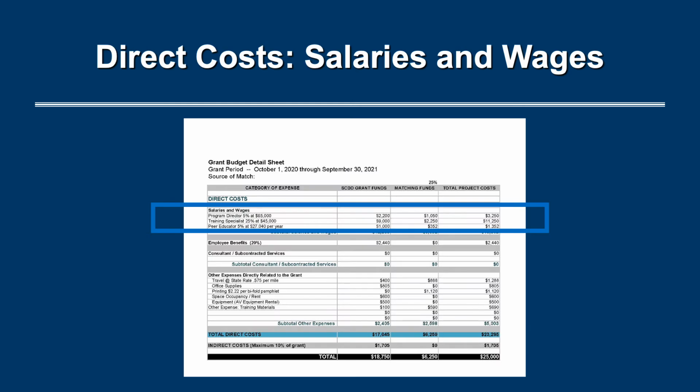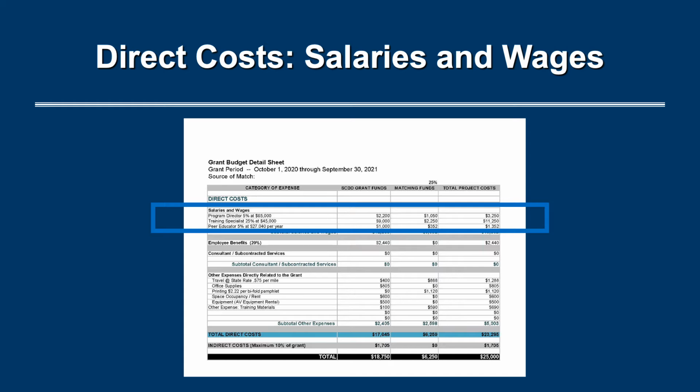Hello, you are now in Section 4D, the last section of the budget module. We will now review the budget detail sheet of a fictitious organization, Ruby Red. Here is Ruby Red's completed grant budget detail sheet that is ready for submission as part of their SCDD grant application package. Let's take a look at how they completed the different sections of the budget.